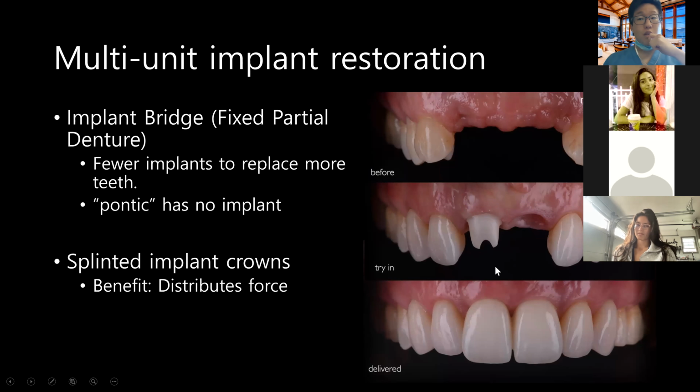Splinted implant crown means there is no pontic. So there's 2 implants, and each of the 2 implants gets a crown, but the crowns are stuck together, okay? So that's called splinted. It's a little bit different from a bridge. The benefit of splinted implant crowns is that because the 2 crowns are stuck together, they distribute the force between the 2 implants more favorably.